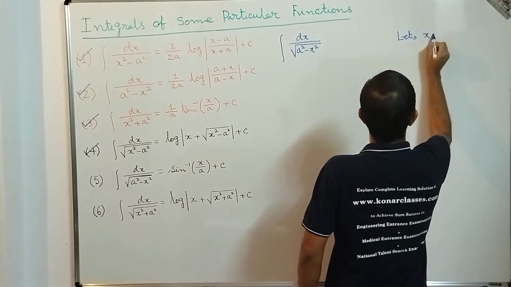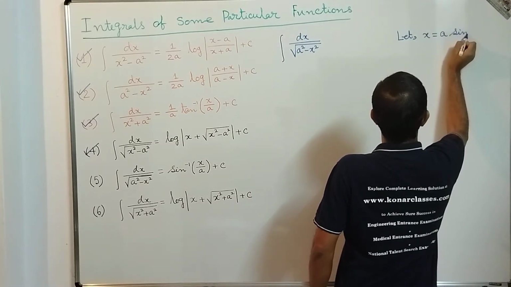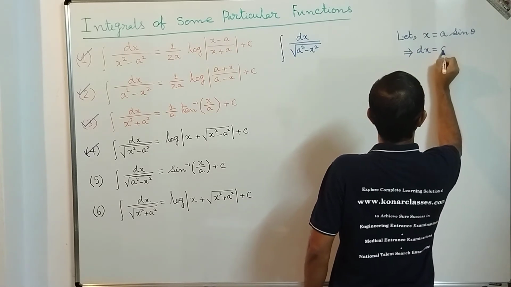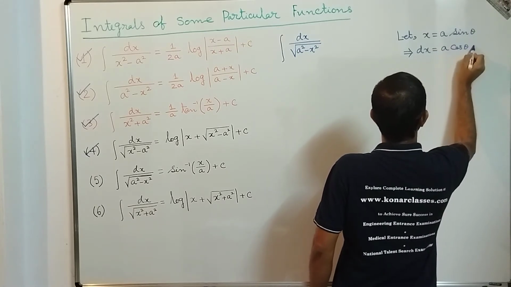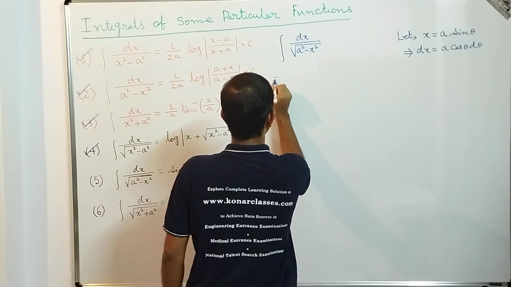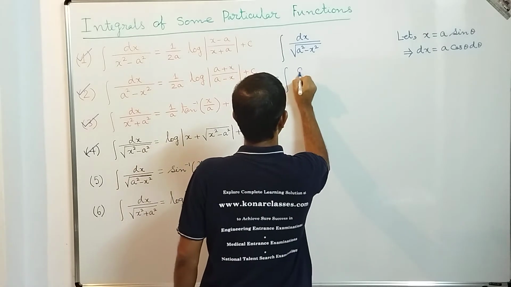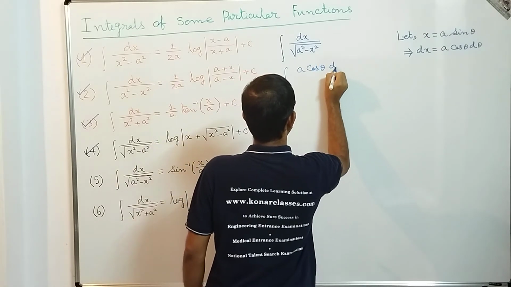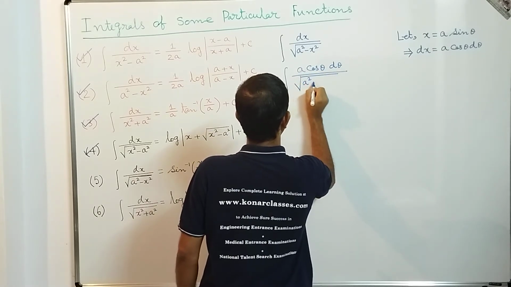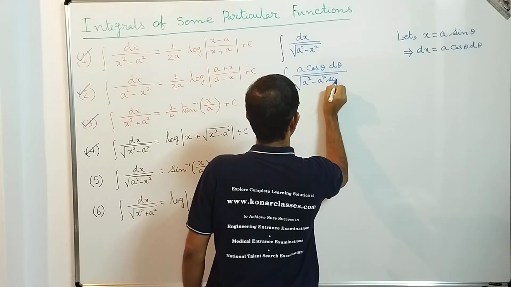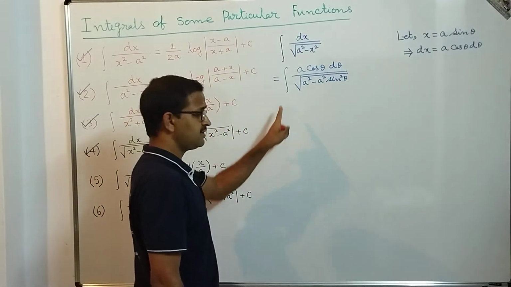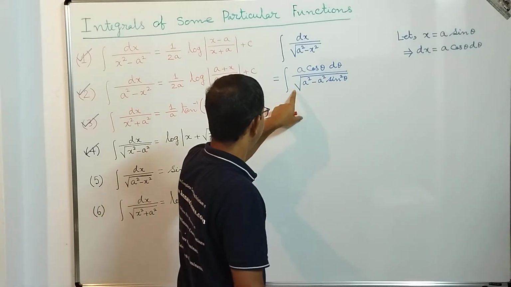Let x equal to a sin theta. So this implies dx is equal to a cos theta d theta, because differentiation of sin theta is cos theta. Now if we apply this value here, instead of dx we can write a cos theta d theta divided by square root of a square minus a square sin square theta. Correct? Then this a square, if we take it out of the square root, becomes a, and that a and a get cancelled.